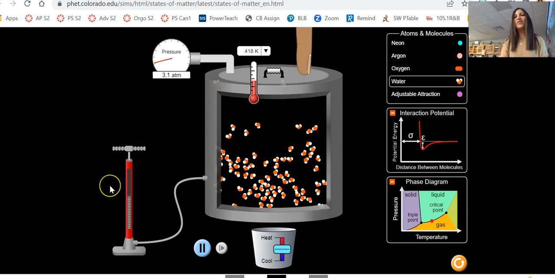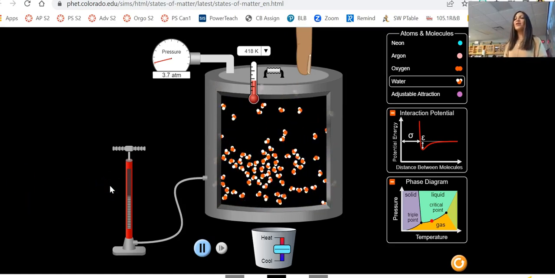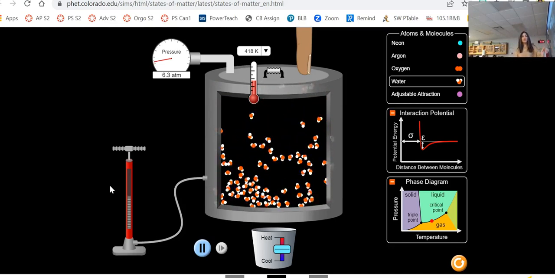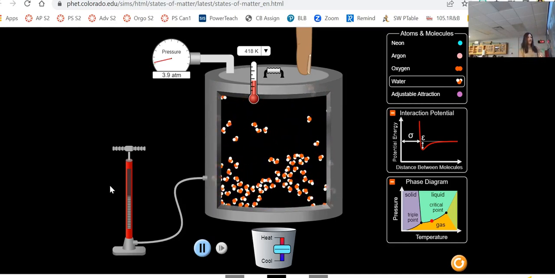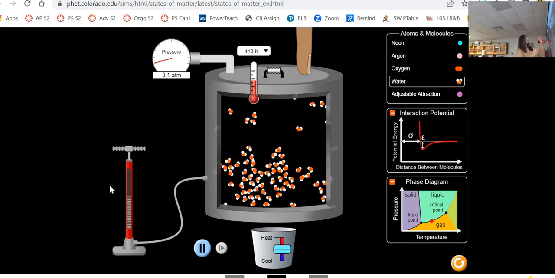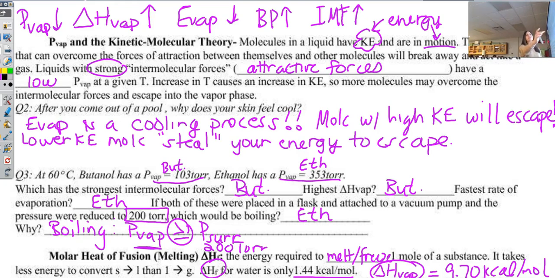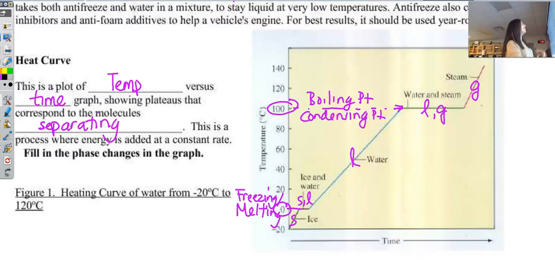Okay, so the first thing that I want to talk about is the difference between the phase diagram versus looking at something like a heating curve. And so if we take a look, let's look at what our heating curve looks like. So let's scroll down to the bottom here. And we can see that on a heating curve, we've got temperature versus time. So this is temperature versus time. And we can take any substance. In this case, we've got water.